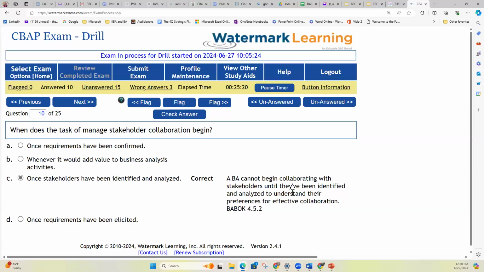Let's go. The BA cannot begin collaborating with stakeholders until they've been identified and analyzed to understand their preferences for effective collaboration. This comes before requirements have been confirmed or elicited. It would be easy to say whenever it would add value to business analysis activities, but the BABOK literally says managing stakeholder collaboration begins once stakeholders have been identified and analyzed. New stakeholders may be identified at any point during the initiative. I mean, that's a quote out of it. So you got it right, Frank.